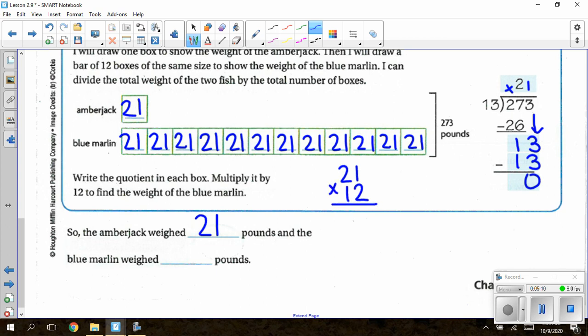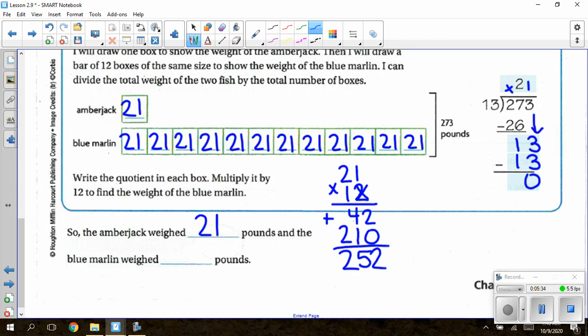So when I multiply, 2 times 1 is 2, 2 times 2 is 4. Cross off the 2 since I'm done multiplying it out. Drop a 0. 1 times 1 is 1. 1 times 2 is 2. Now I need to add those partial products together. 2 plus 0 is 2. 4 plus 1 is 5. And then bring down the 2.